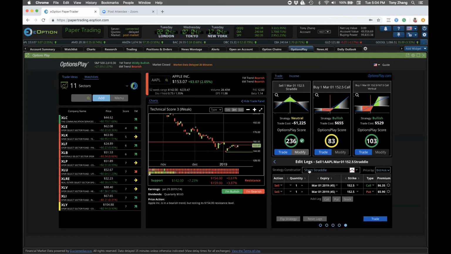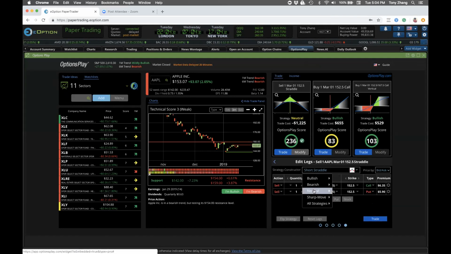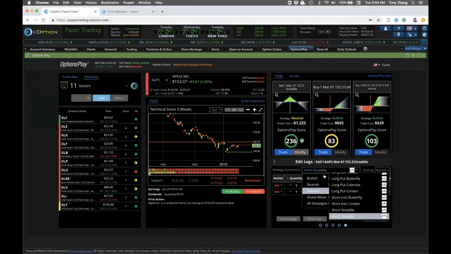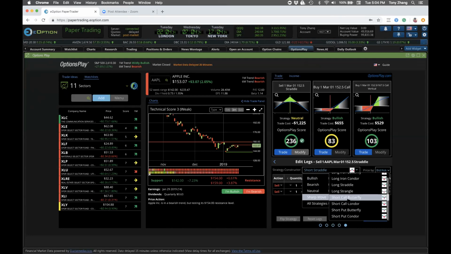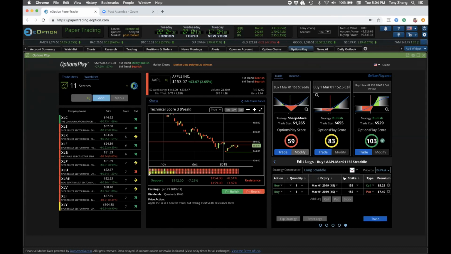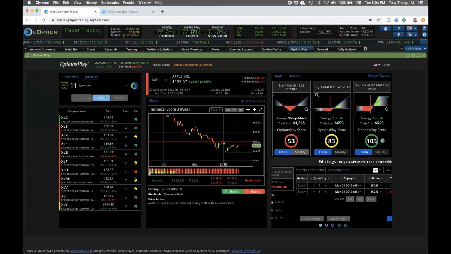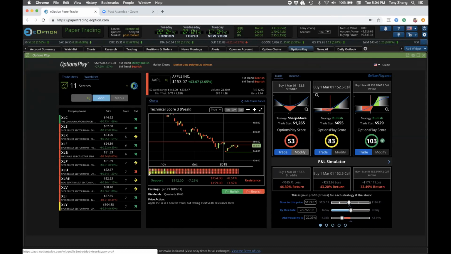You can click on Modify, use our strategy constructor. If you're neutral, you can short a straddle or a strangle. If you think that the stock's going to make a large move, you can go long a straddle or a strangle. And you can use any of these tools to help you model how these strategies will perform if the stock stays where it is. So if the stock does stay where it is, as you can see, you make a 46% loss. And as you can see, if the stock does make a big move, that's when the strategy will make you a profit. So you can utilize this tool for trading all different types of strategies.